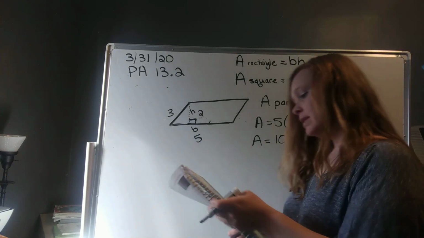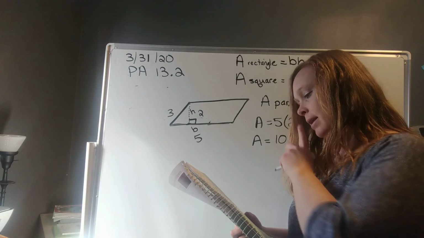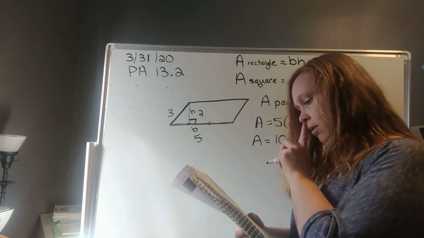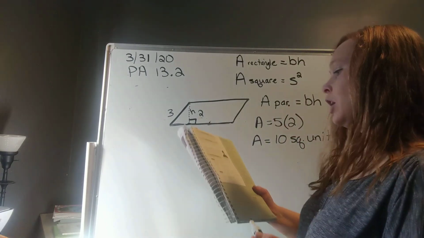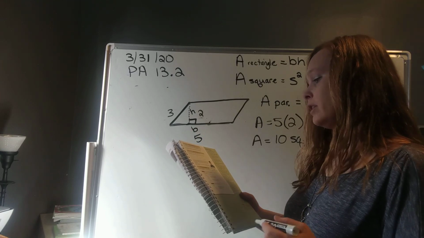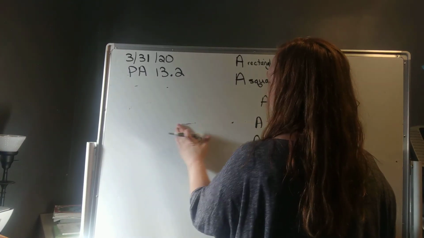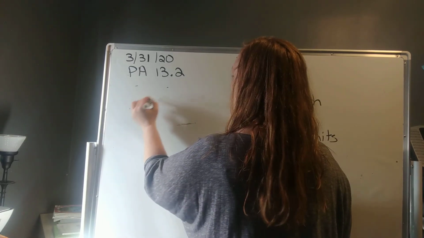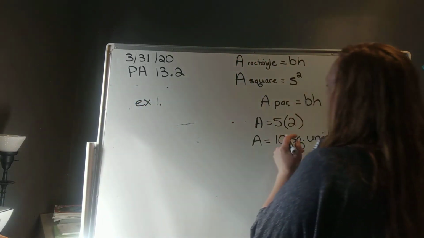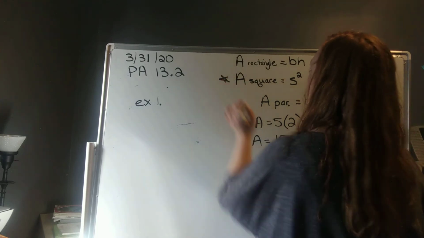Okay, so let's move on to example 1. Find the area of the following quadrilaterals. A square that's 4.2 centimeters on a side. So for example 1, we want to find a square. So I'm going to look right here at this formula.